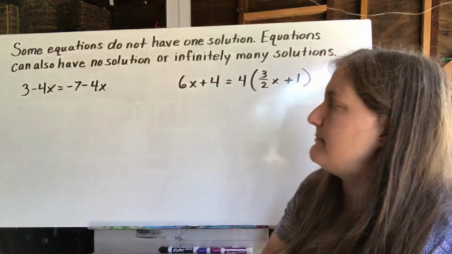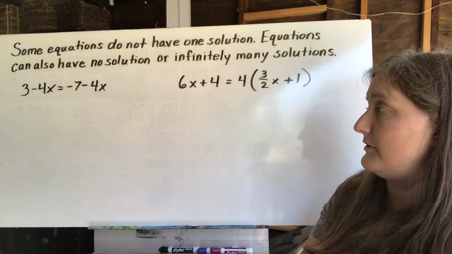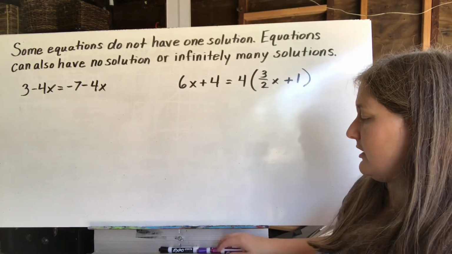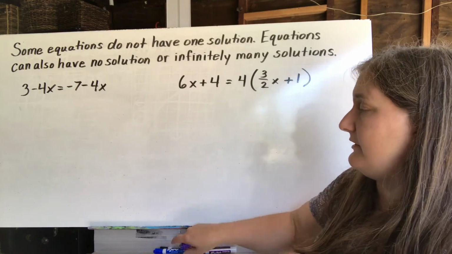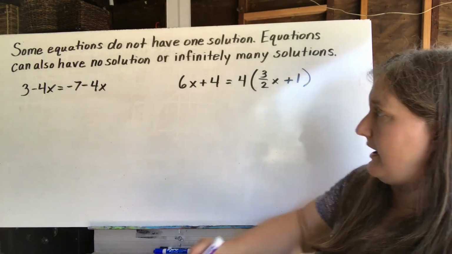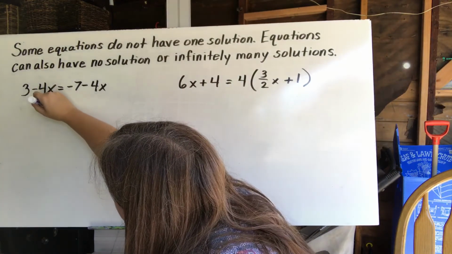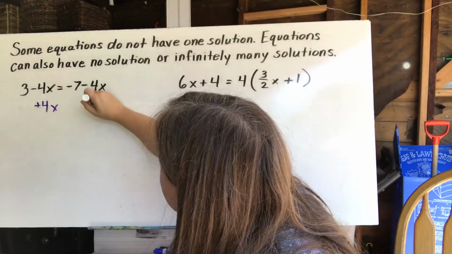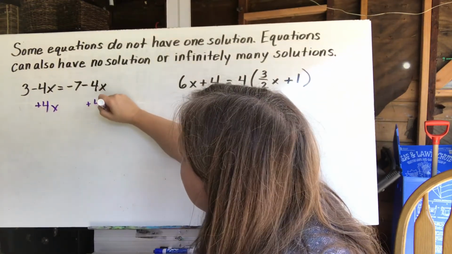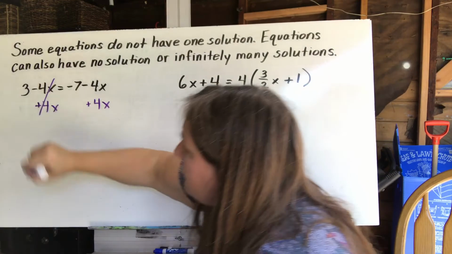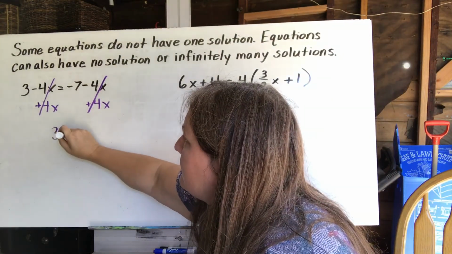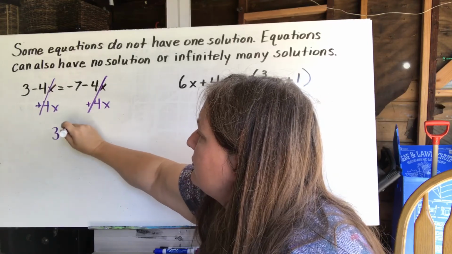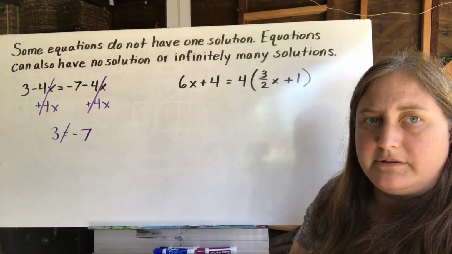So here I have 3 minus 4x equals negative 7 minus 4x. So I'm going to start by adding 4x to each side, because I'm going to get my variable terms on one side. Except when I do this, I notice that it cancels out here just like I wanted, but it also cancels out here, and I'm left with 3 equals negative 7, which is actually not a true statement.